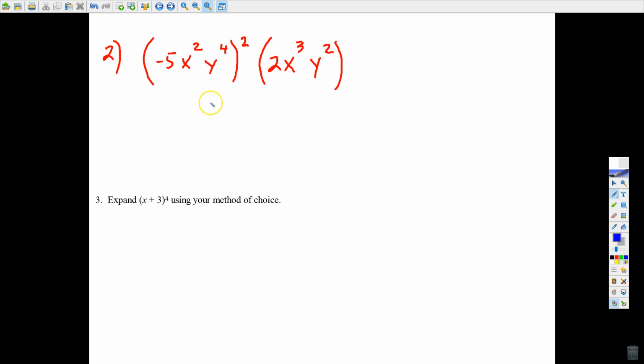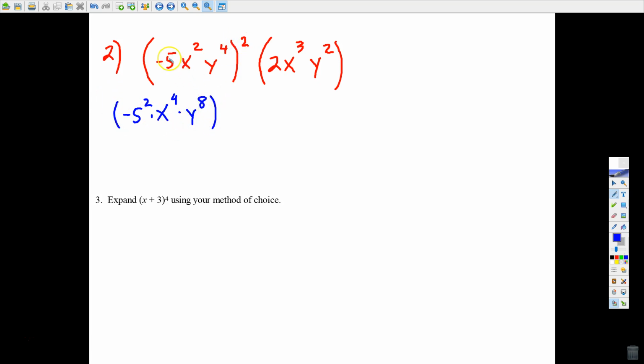Okay, let's try this one. Another same properties being used. Everything in this left group, this left monomial, needs to be raised to the second power. So negative 5 to the second power times x squared raised to the second power. Let's go ahead and use our property. One power raised to another means you multiply those exponents together. 2 times 2 is 4. And when you raise y to the fourth to the second, multiply again, you get y to the eighth.